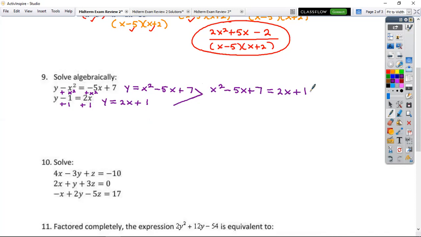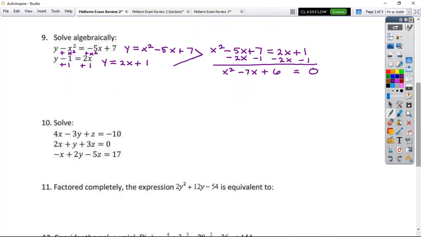Quadratics always have to get equal to 0. You're going to subtract your 2x over and your 1, if you're comfortable doing those at the same time. I get x squared minus 7x plus 6 equals 0. To factor a trinomial, multiply to positive 6 and add to negative 7 would be negative 6 and negative 1. So check your work. I'm going to T-chart and get x is 6 and 1. But you're not done.